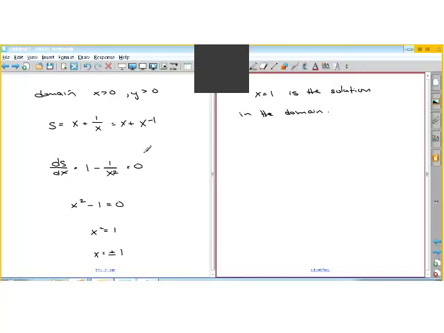Once you have that, you can go back to the secondary equation. The secondary equation said y equals 1 over x, and all you have to do is plug in the determined value of x, and you get 1.